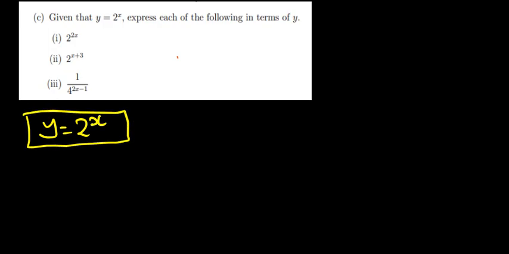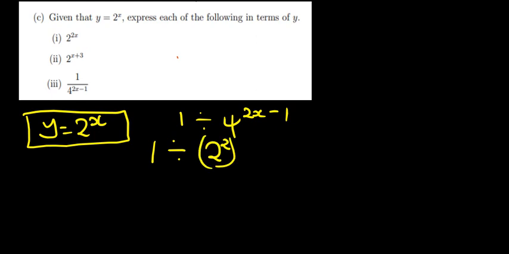For the last one, don't forget that y is equal to 2 to the power x. Here we have 1 divided by 4 to the power 2x minus 1. We want to make this expression have a 2 to the power x somewhere. So what are we going to do? We are going to say this is the same as 1 divided by, and this 4 becomes 2 to the power 2, and outside there I have a power 2x minus 1.